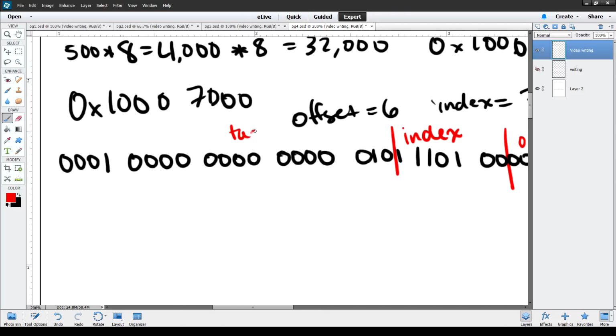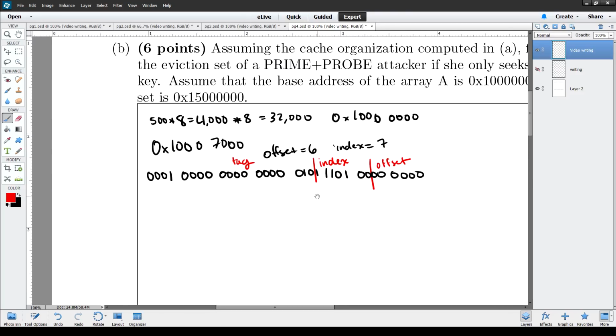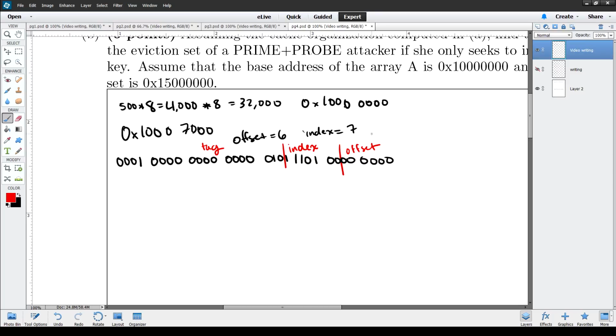And the rest of this is tag. So that is the address of the 4,000th element of array A. So now that we have the index bits, the only thing left to do is to create 4 addresses that span the smallest range between the smallest and the largest address, and these addresses have to share the same index bits. I'm also going to use the addresses that are closest to the beginning of the eviction set.